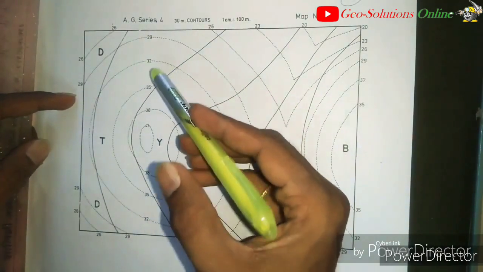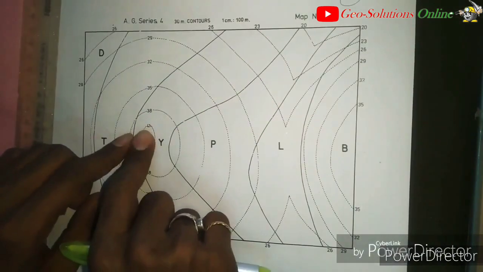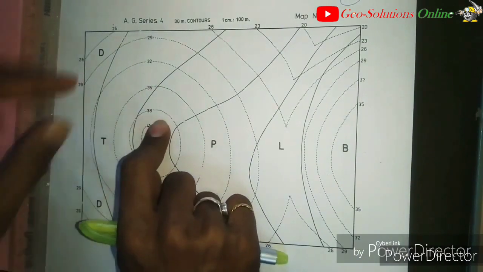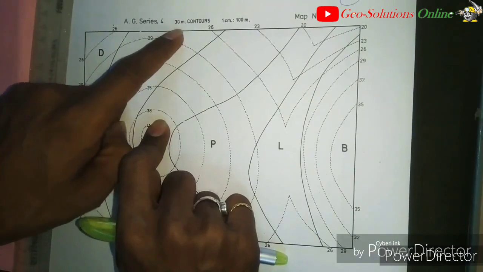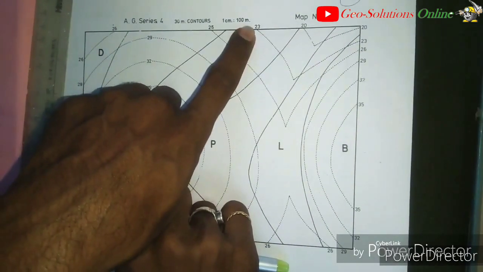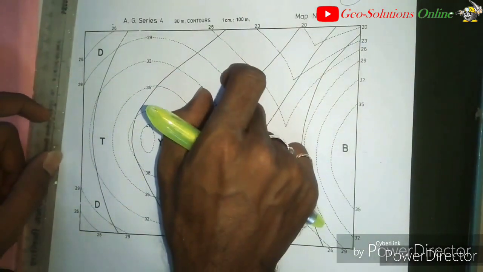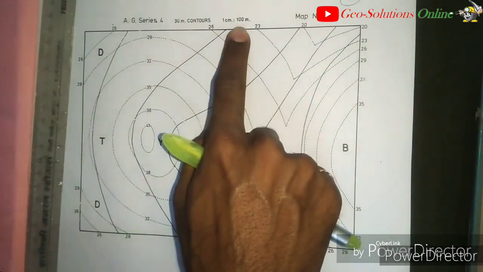Contour interval means the difference between two contour lines. Here we can say 380 minus 350, that is 30 meter. The difference between two contours is 30 meter, that is the contour interval. The scale of the map is 1 centimeter equals 100 meter. That means 1 centimeter on this map covers 100 meter in the actual field.